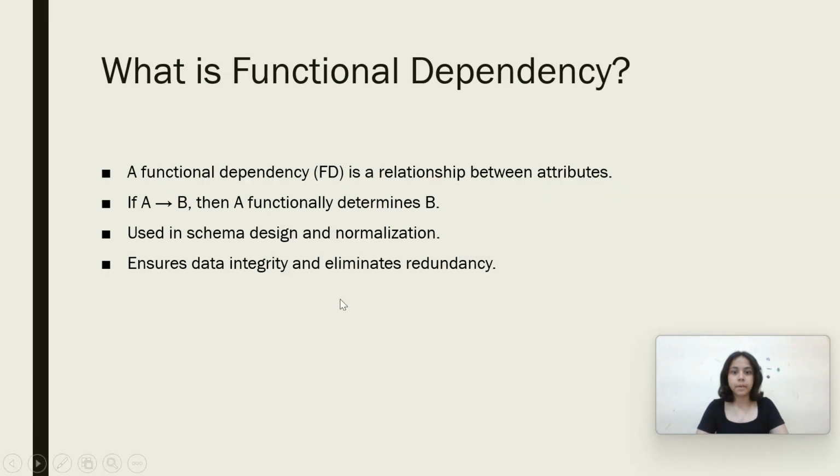So what is functional dependency? Functional dependency actually is a relationship between attributes of a table. So if A tends to B, then A is functionally dependent on B. So we can derive the value of A using the value of B. Functional dependencies are used for normalization and designing the schema of the table, and it ensures data redundancy and data integrity as well. So now we'll move forward.